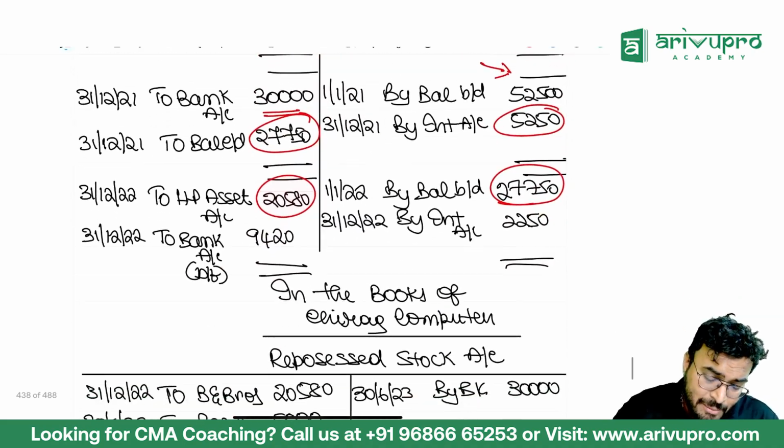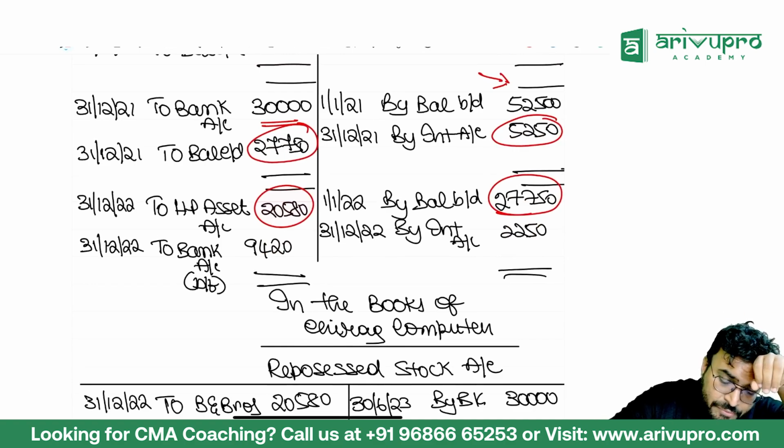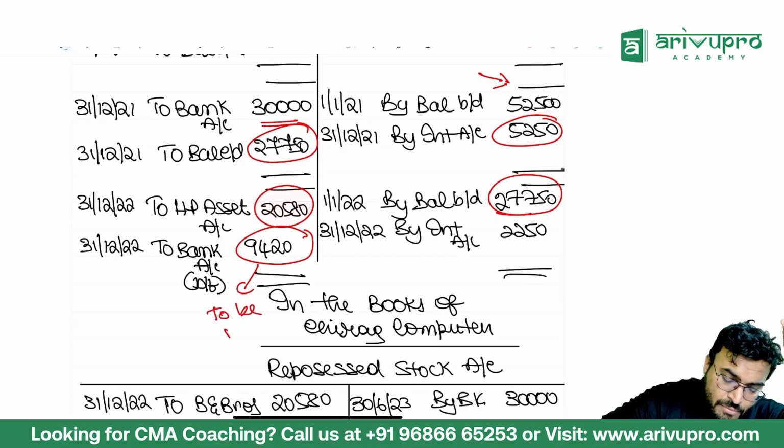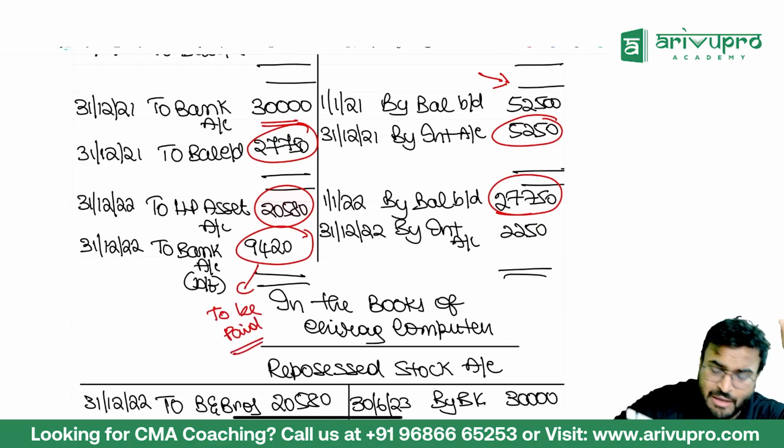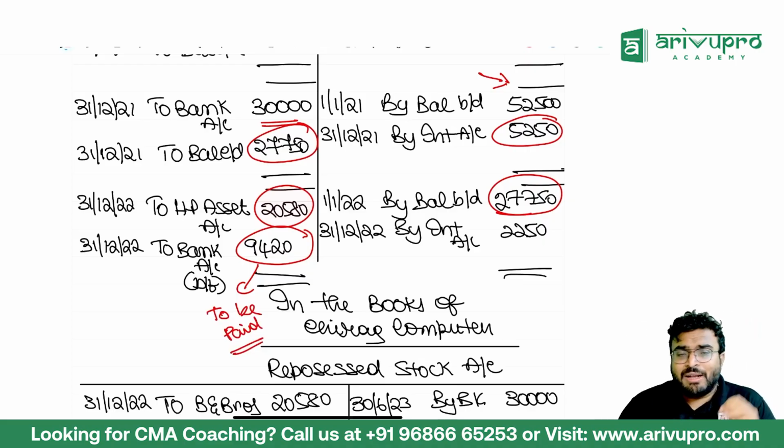What will happen in Chirag Computers ledger? After adjusting also there is something remaining. This is to be paid. Clear?